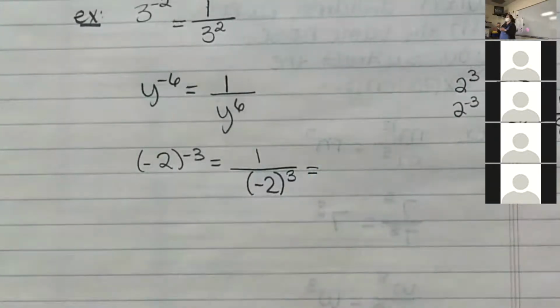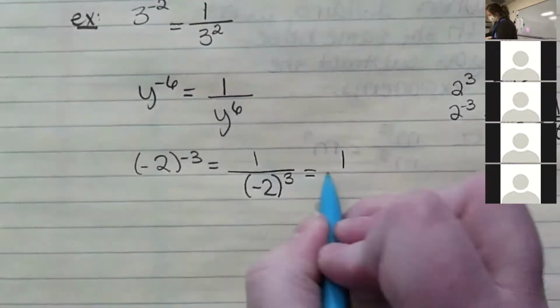I can figure out what -2 to the 3rd power is. That's a -2 times a -2 times a -2. Well, let's figure that out. What's -2 times -2? +4 times a -2, -8. So this would be really 1 over -8.